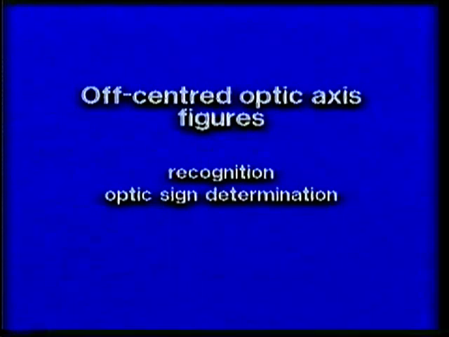So far, the uniaxial figures have been centred, that is, the optic axis or C-axis vertical. Off-centred figures are more common. In slightly off-centred figures, the optic axis may remain inside the field of view, so sign determination is easy. In more off-centred figures, the centre of the cross is outside the field of view, so quadrant recognition may be more difficult.